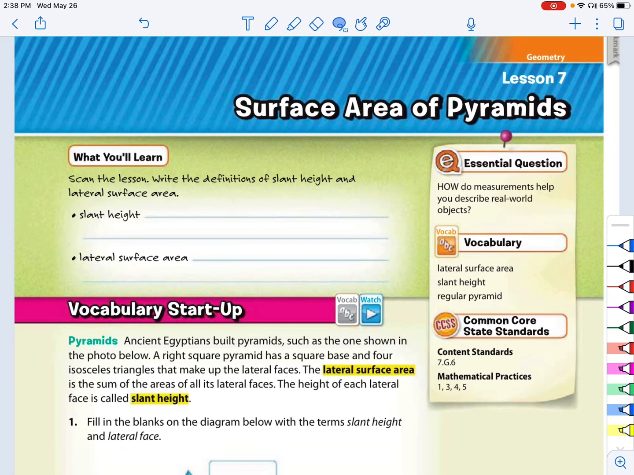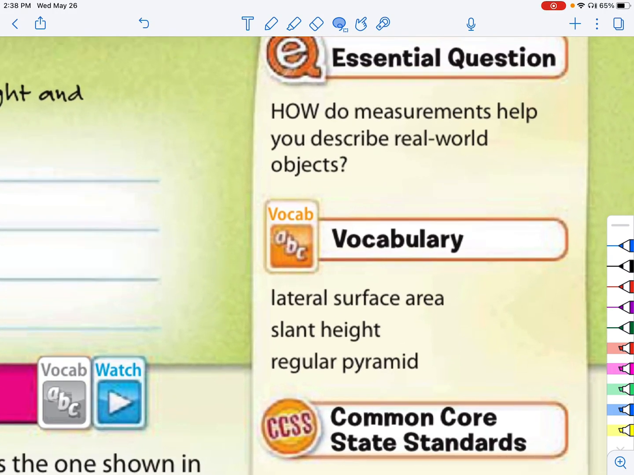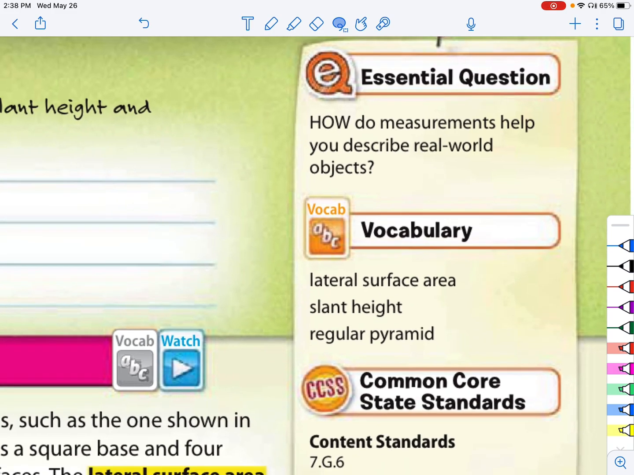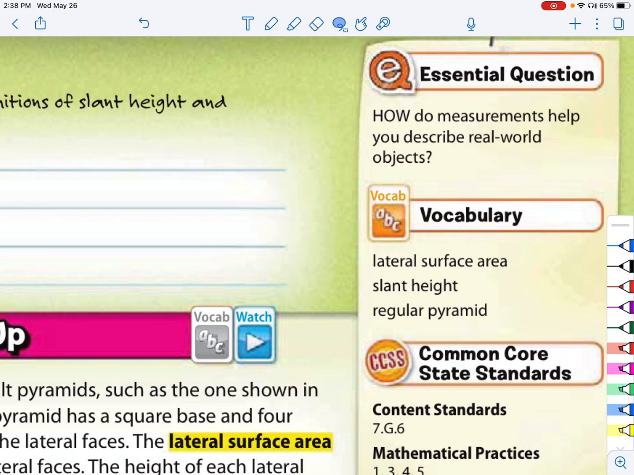This is lesson 7 of chapter 8, and the title of this lesson is Surface Area of Pyramids. We go back to the essential question: how do measurements help you describe real-world objects? Throughout this chapter, we've been talking about how we can readily apply the principles that we learned about circles, areas of prisms, areas of pyramids, and volume with the things that we see all around us. And this lesson is no different.